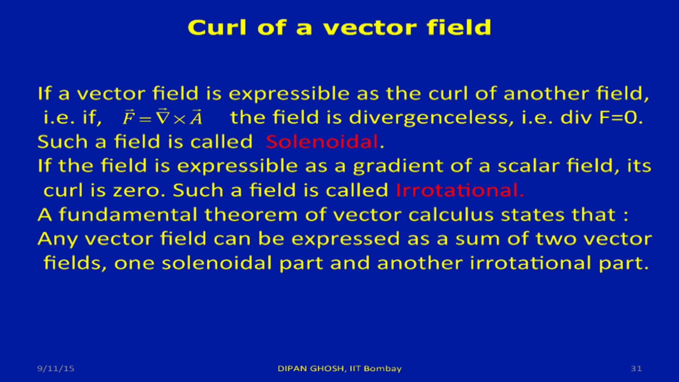So if f is equal to del cross A, then you can immediately show that the divergence of f is equal to 0, because divergence of a curl is always equal to 0. This is trivial arithmetic, you can work it out. Such a field is known as a solenoidal field, a divergenceless field. So you can either call it a divergenceless field or say that the field is expressible as a curl of A.